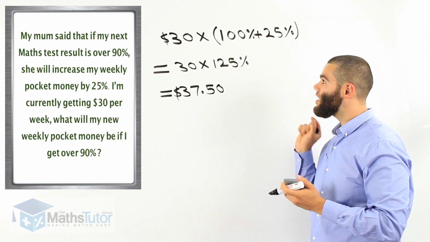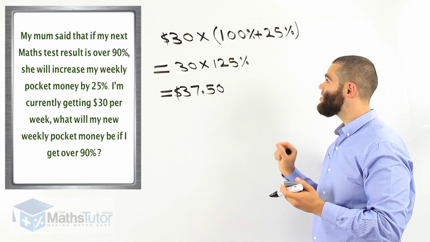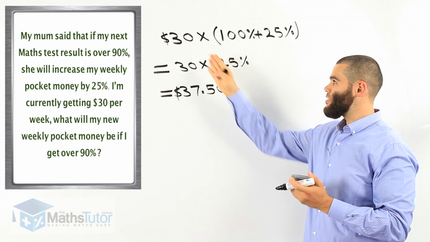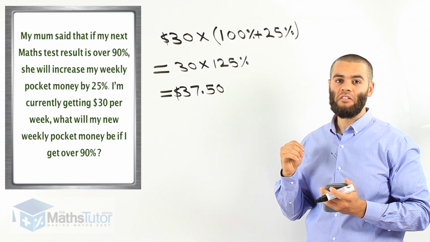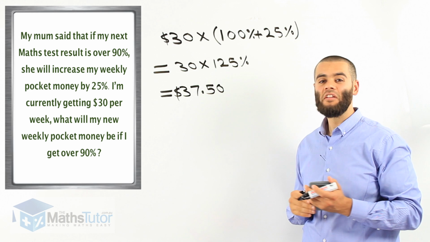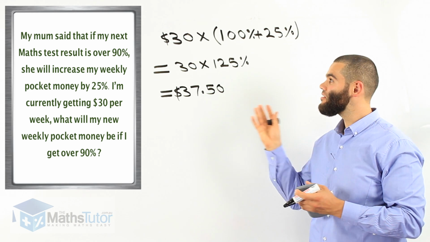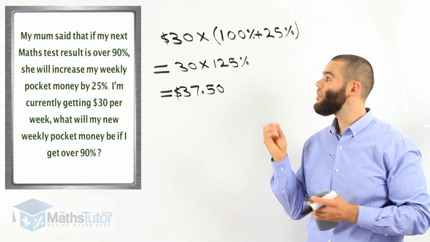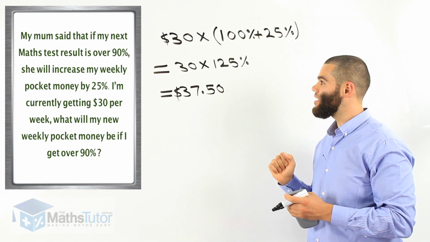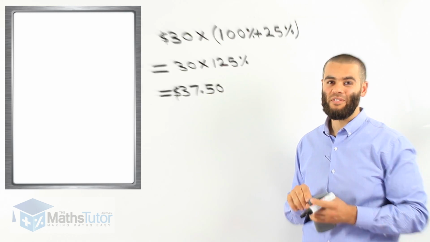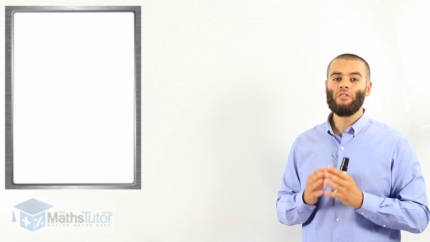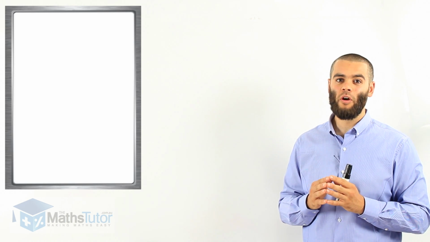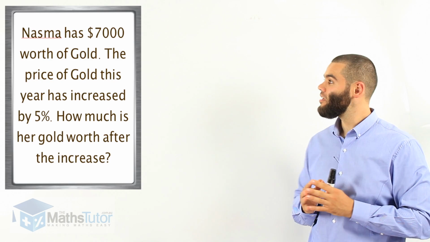$37.50. So if he gets above 90%, his wage is going to increase by 25%, and his wage was 30. If he gets over 90% on his test, his wage is going to become $37.50. This is a perfect example of how we can increase an amount by a percent. We'll do one more example. Throughout life, you're going to notice that this concept is going to be used. Let's see an example, a worded problem where this is actually used.